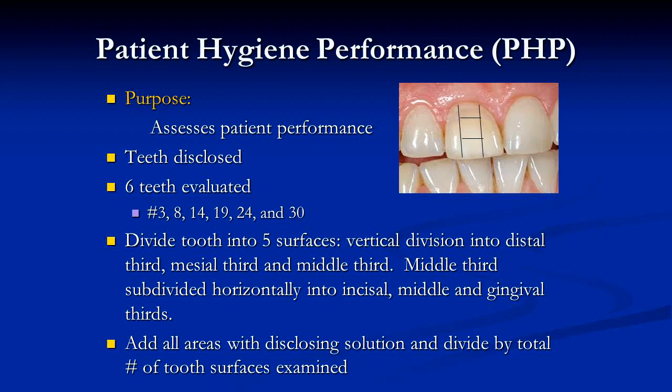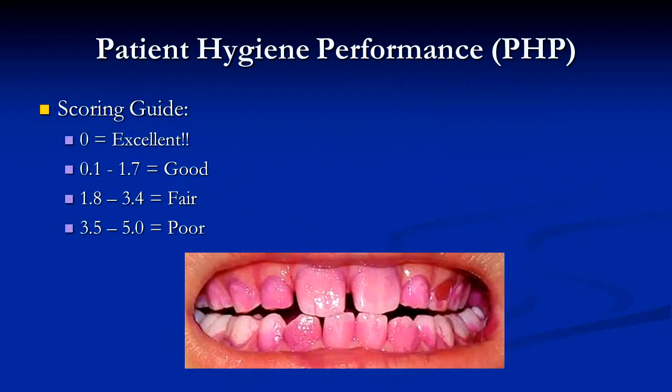So you add all those areas together that have disclosing solution that shows up, and then you divide by the total number of tooth surfaces that you examine. So you have 5 surfaces per tooth, 30 surfaces for all 6 teeth. If you were doing a community PHP, then you would divide that appropriately. But the purpose is to assess the patient performance to see how effective you were with your patient education.